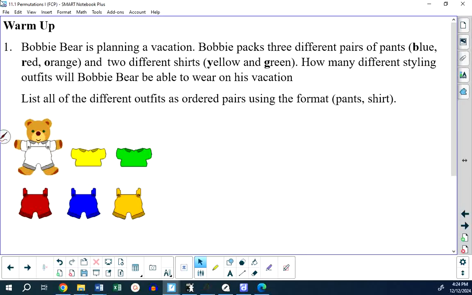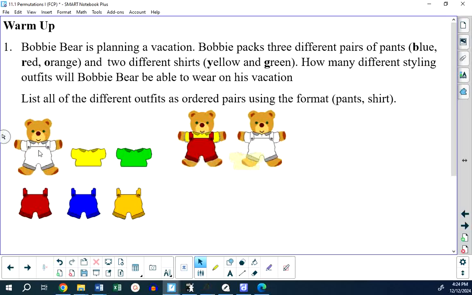We're asked to list all of the different outfits in terms of an ordered pair using the code pants, comma, shirt. This has nothing to do with XY ordered pairs or graphs. It's just a way to abbreviate our answers. So to begin with here, Bobby Bear gets up on the first day of his vacation, and he can certainly put on his favorite yellow shirt with a red pair of pants. The next day he gets up, he really likes that yellow shirt, and it's still in pretty good condition. And now he can wear the yellow shirt with the blue pair of pants. The next day, gets up again, he's going to wear the yellow shirt for a 3rd day in a row because he can now put an orange pair of pants on over the shirt.